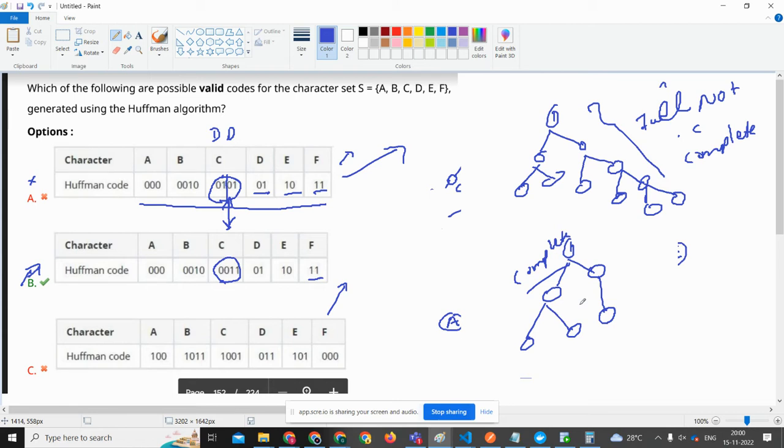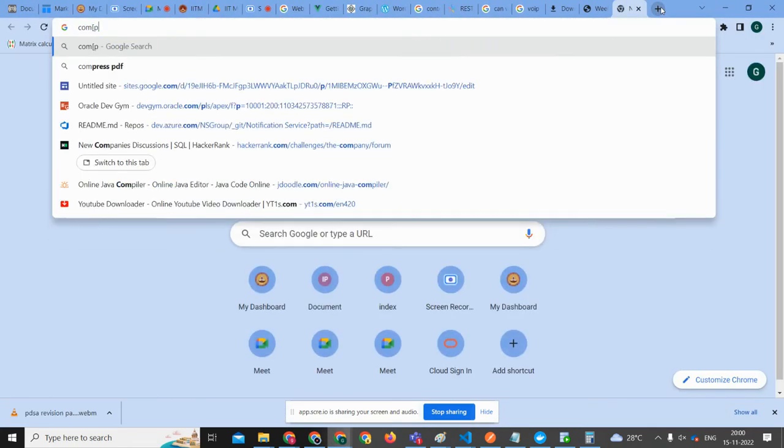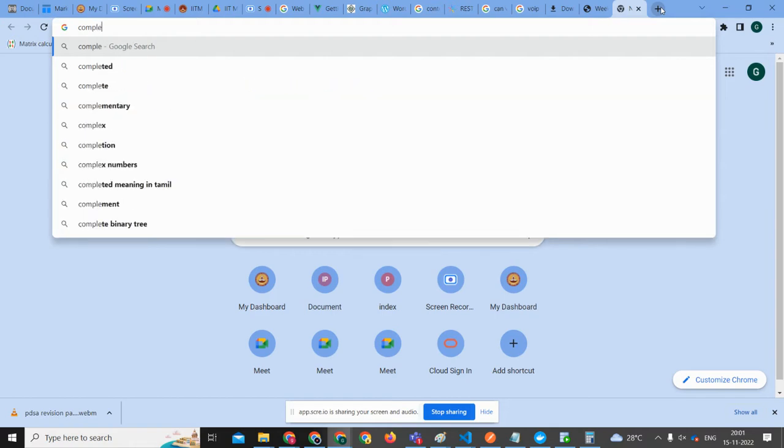Afnan, please ask your question. One question: can you explain what is basically the difference between a complete tree and a full tree? I'm not getting that. That is what we are trying to explain. I'll just take a picture if you don't mind.